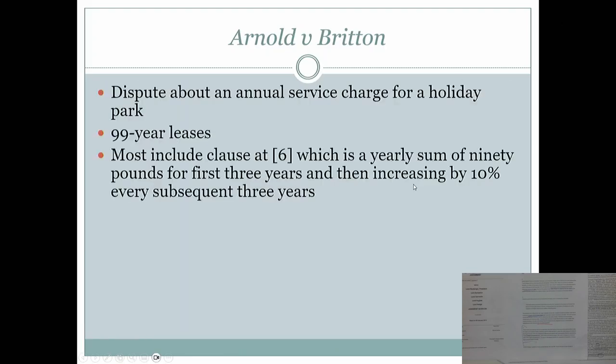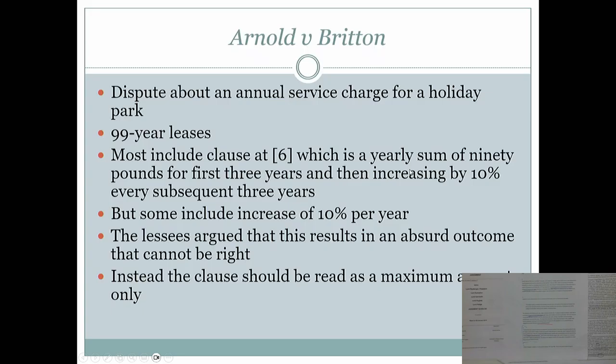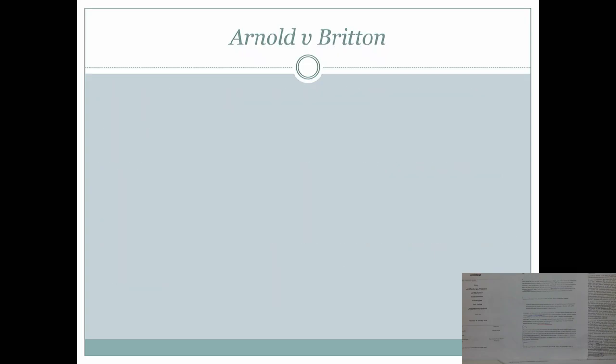And instead they argued the clause should be read as a maximum amount only. So essentially, we will agree to a reasonable amount of upkeep capped at £90 per year plus 10% compounding for every year that we've been in tenancy. The problem with that is that's not what the words of the contract said. It specifically said you will pay for the upkeep at £90 plus 10%. So could they reinterpret this contract based on the idea that the result would be commercially absurd?